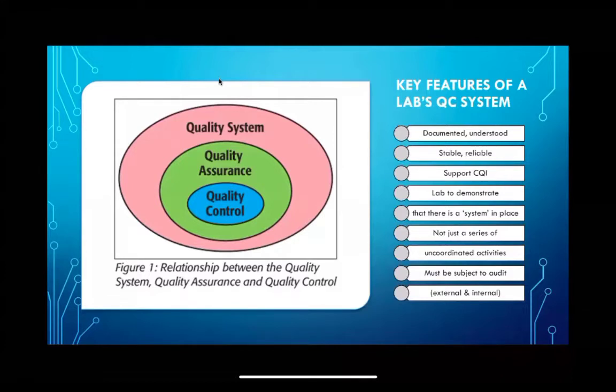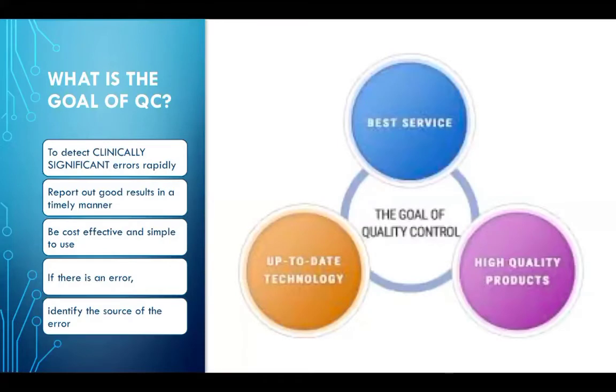Because when we have this quality control system in place, only then can we assure somebody else. First, we have to assure ourselves. Then we can assure the clinician, we can assure the patient, that the quality management system is in place and we are following it. So for that, what is required? We require a quality management system which is well documented, well understood, and well implemented in the laboratory.